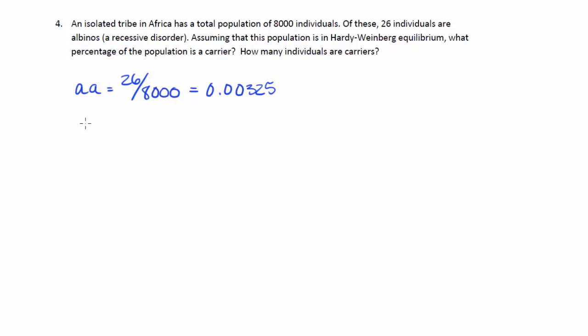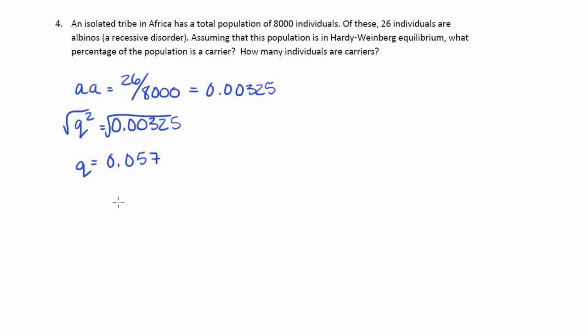Remember that this really represents q squared, the homozygous recessive. We want to solve for q, so we have to take the square root of both sides. So q is going to be equal to 0.057. So that's our q.